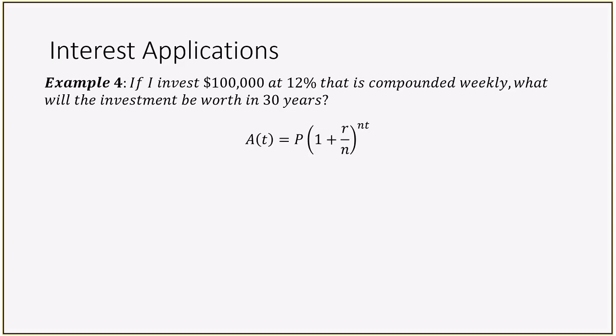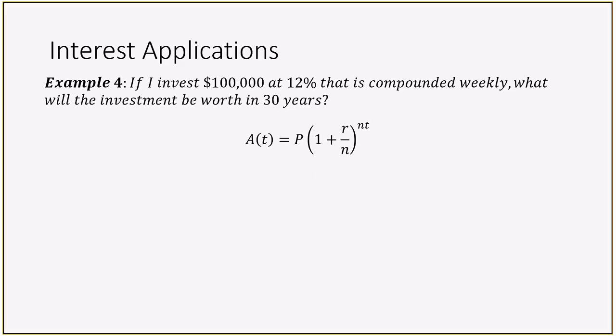So that is the formula. I just brought it from the last slide over to this one. I know my principal is how much I started by depositing into my account. So my P is 100,000.